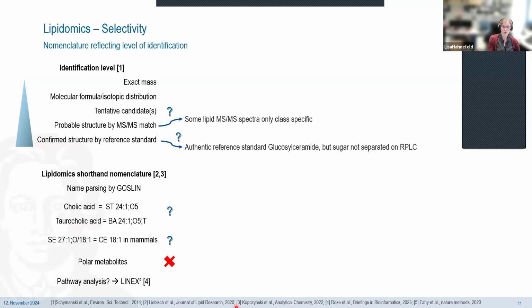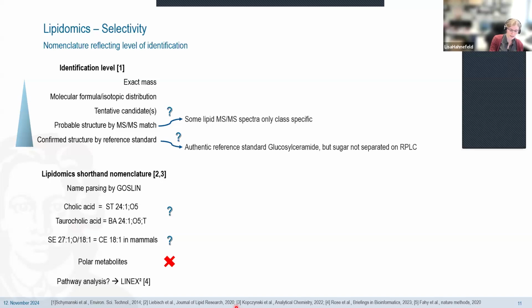Also, for example, for the sterol esters, in mammals you could assume that most of the sterol esters are cholesterol esters, because 95% of them contain cholesterol. But then, do you label it how you can actually detect it, as a sterol ester, or do you just assume that it's cholesterol esters? And of course, this does not work at all for polymetabolites. Trust me, I tried. It doesn't work. And as mentioned before, pathway analysis tools don't like the shorthand nomenclature because it's not specific enough.